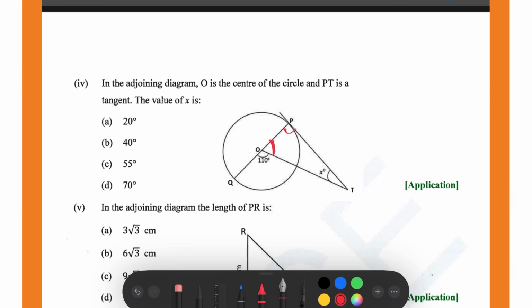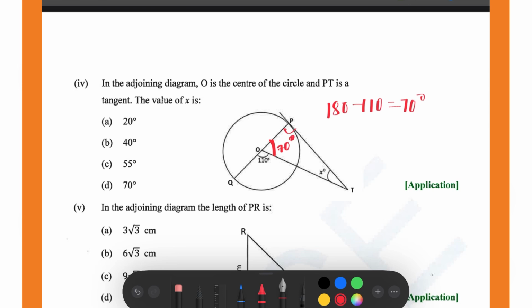You have to find this remaining angle. How will you find it? We know that QOP is a straight line, and a straight line is always 180. 180 minus 110 will be 70 degrees, so this is 70. Okay, you can do this in two ways.